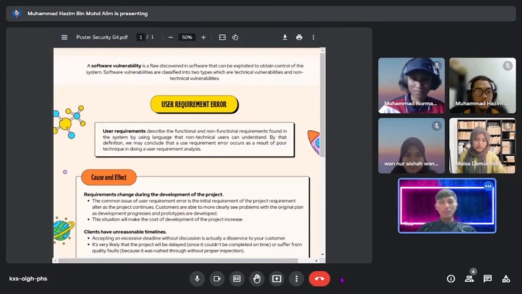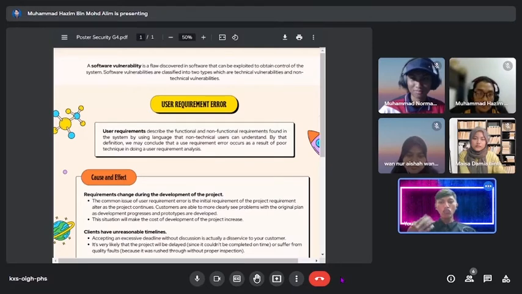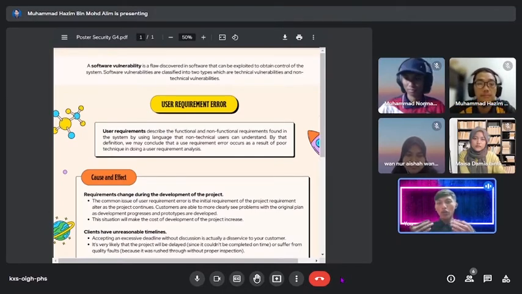Our group topic is one of the software vulnerabilities, which is user requirement error. A software vulnerability is a flaw discovered in software that can be exploited to obtain control of the system. Software vulnerabilities have two types, which are technical and non-technical. A user requirement describes the functional and non-functional requirements found in the system.